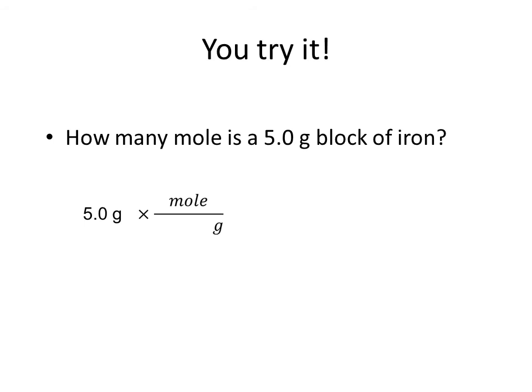To do this problem, we start with 5 grams as our given. We orient our conversion factor so that gram cancels out, so it needs to be in the denominator, and mole is the unit that ends up remaining after the math. We have to make our fraction equal to 1, so we look at the periodic table and we see that iron has a molar mass of 55.845 grams. So we enter the atomic mass in there as the molar mass, and grams cancels out, and in our calculator we will get 0.090 moles.